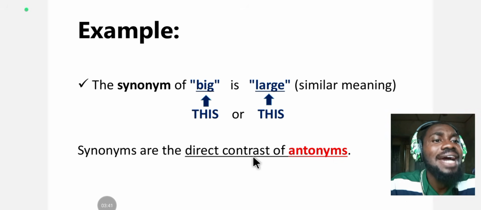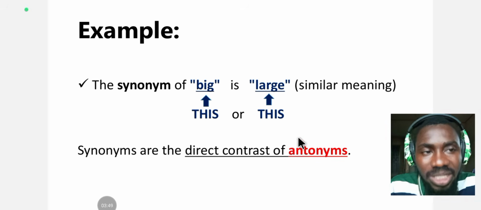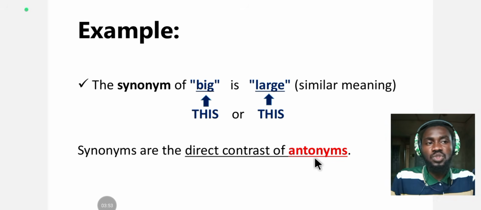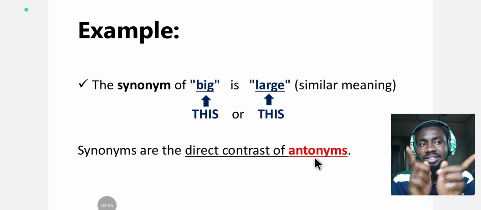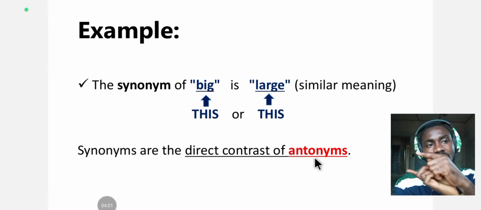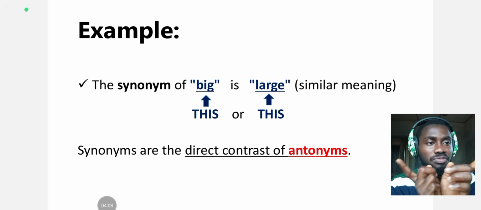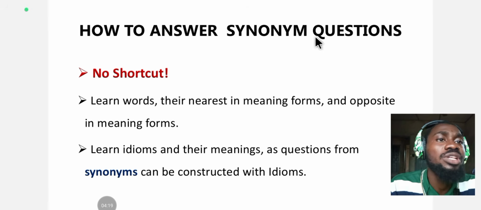Synonyms are the direct contrast of antonyms. Direct contrast means the direct opposite. When you say opposite, it's like facing opposite directions. Synonyms are facing one direction. If you can use this, you can still use this. But antonyms face different directions.